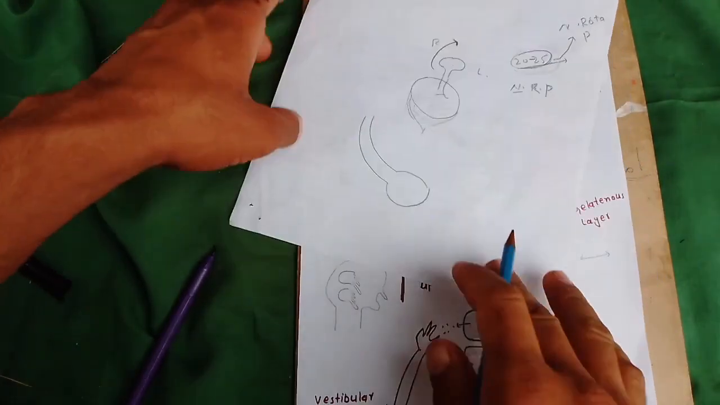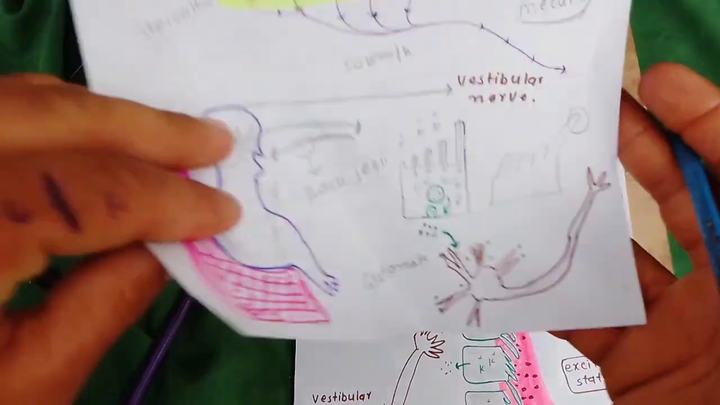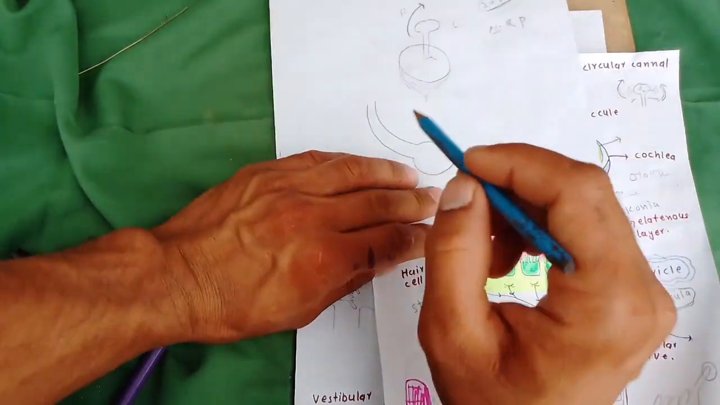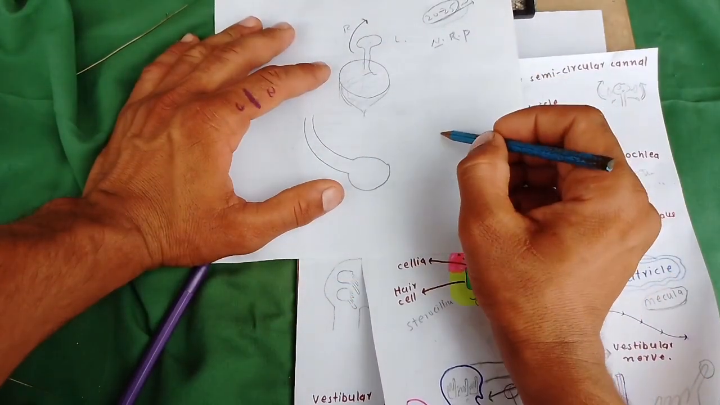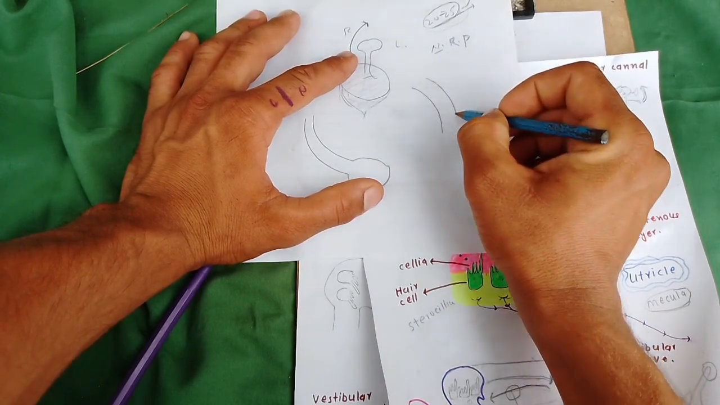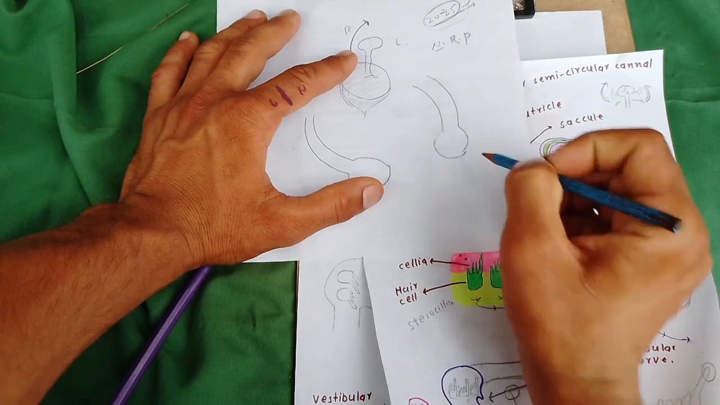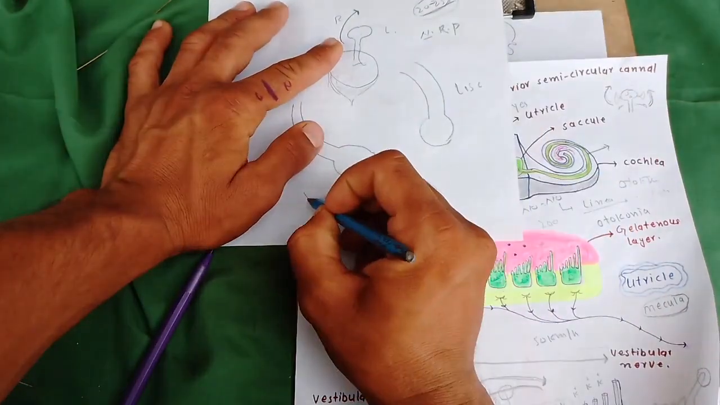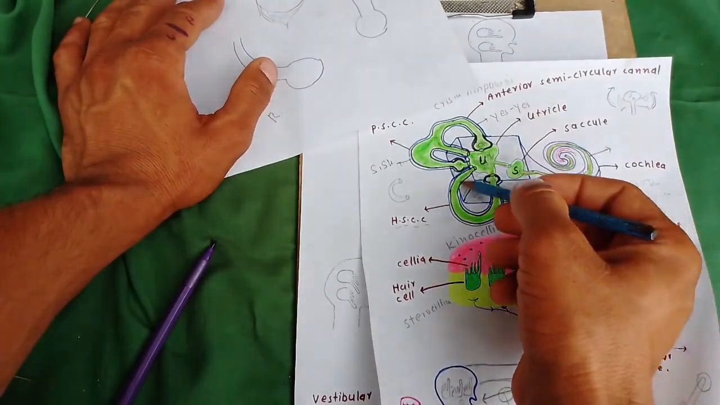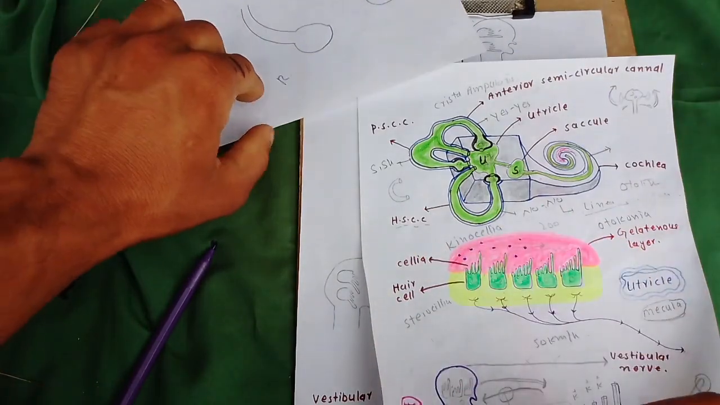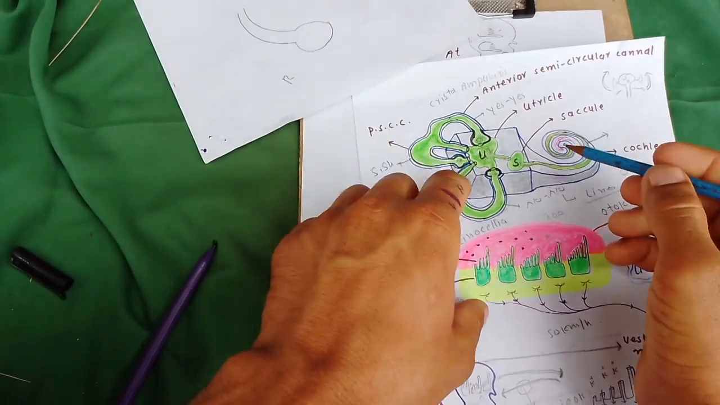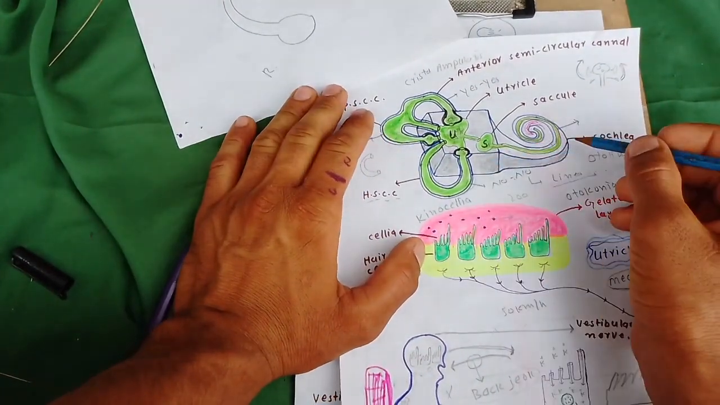This is the right horizontal semicircular canal. There is the ampulla, and this one is the left semicircular canal. This is the right, and the left is in the left ear. When he starts motion in the right direction, during motion, now we consider this diagram.